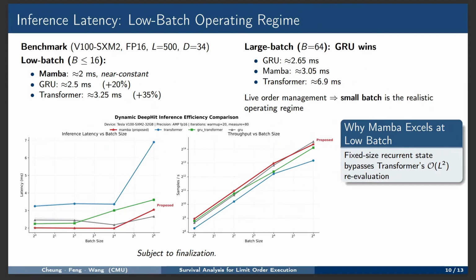Mamba runs at approximately 2 milliseconds, 20% faster than GRU and 35% faster than transformer. This advantage holds consistently across all small batch sizes, which are realistic regimes for live order management. The core trade-off is clear. Lossless RNNs and transformers win on temporal ranking. Mamba's selective compression wins on classification quality and deployment efficiency.